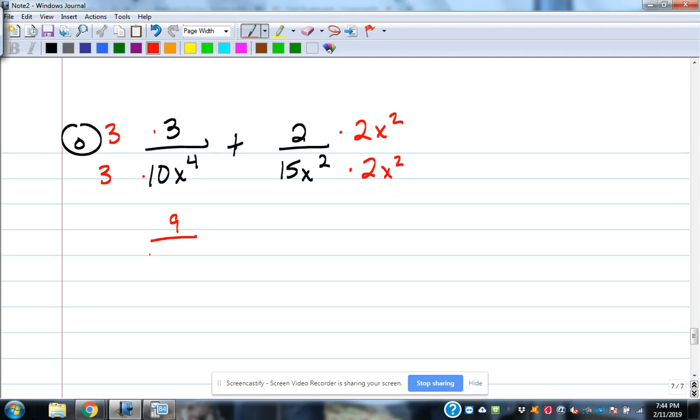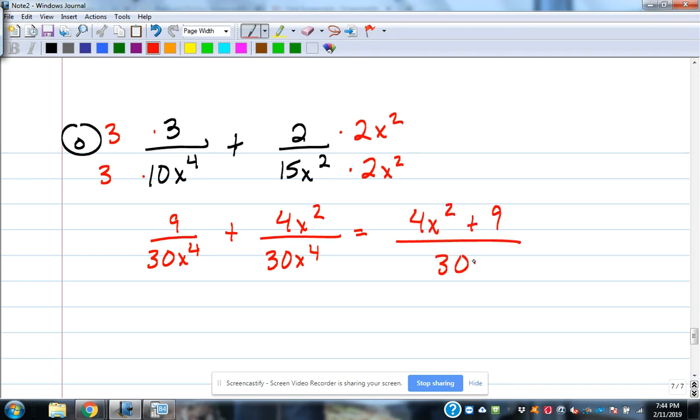That gives us 9/30x to the 4th, plus 2 times 2, which is 4x squared. And then 15 times 2 is 30. x squared times x squared is x to the 4th. That makes it match up. 30x to the 4th. Once you get the denominators the same, then you can try to add the numerators. They're not like terms, but I could just rewrite the problem: 4x squared plus 9 over 30x to the 4th.